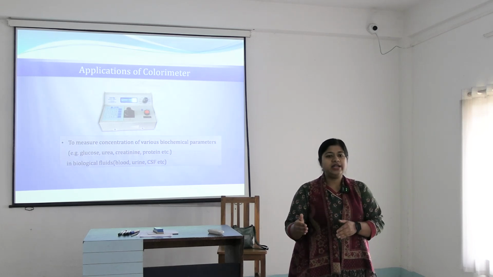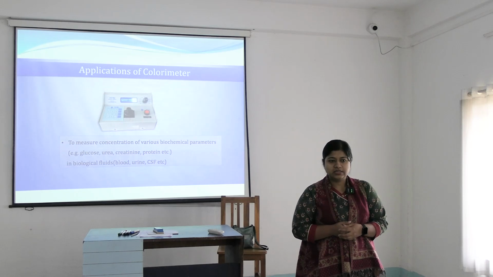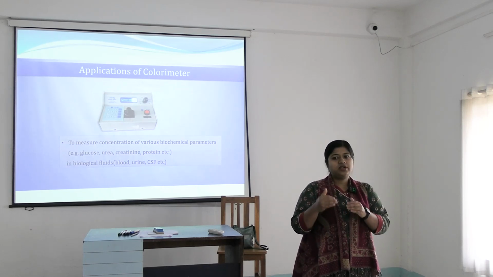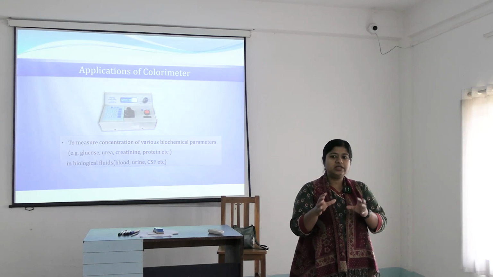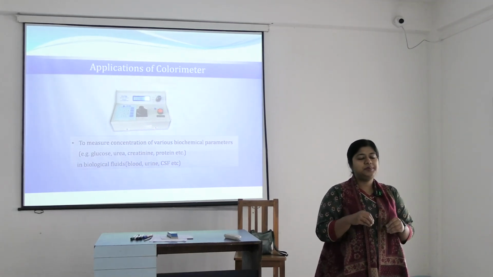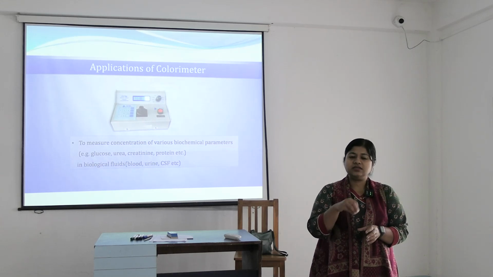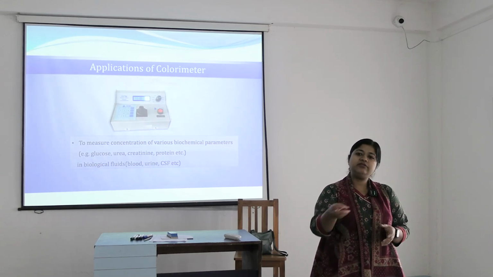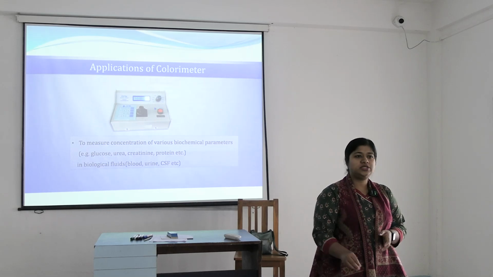The next modified instrument is the semi-auto analyzer. Okay. So, a semi-auto analyzer is a modified colorimeter with an internal processor. So, what happens there? We mix the reagent, run the test outside and we feed the machine. The machine will calculate the concentration on its own.